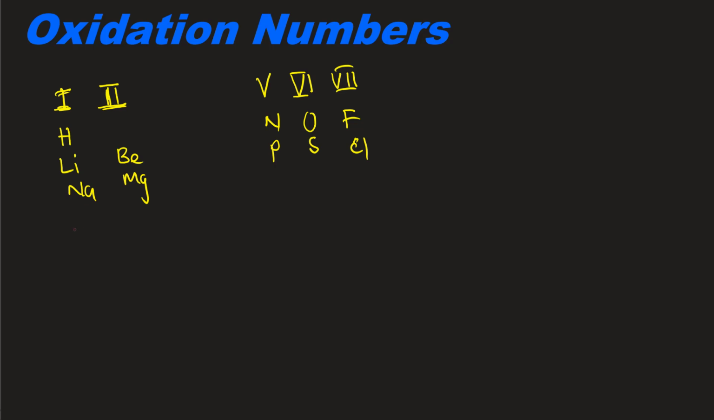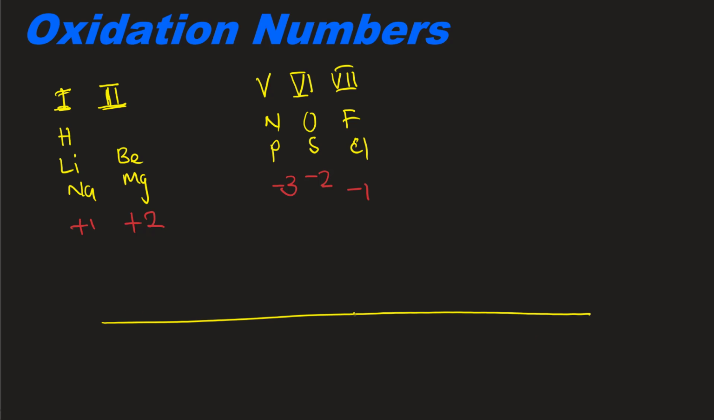Let's look at oxidation numbers. So first we have to notice that group 1 and group 2 have +1 and +2 cations, and group 5, group 6, group 7 will have -3, -2, -1 anions. So it's easier to look at as a number line.